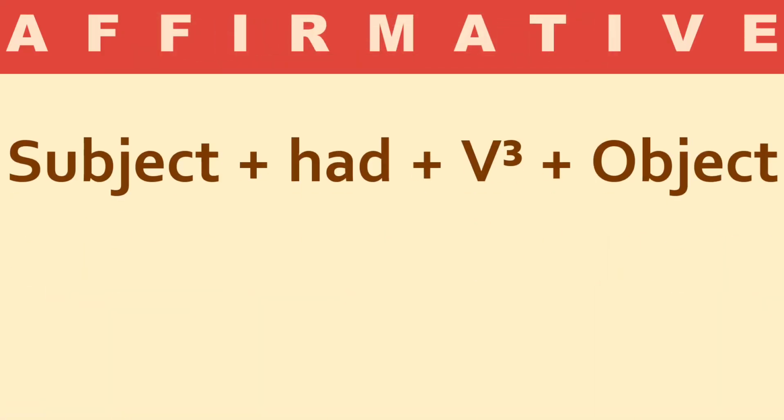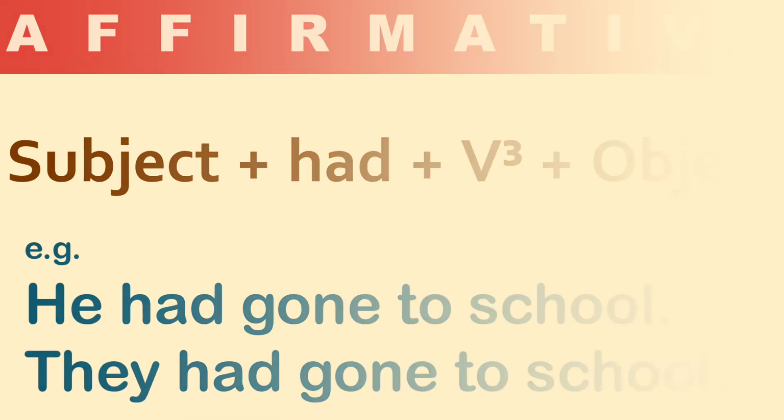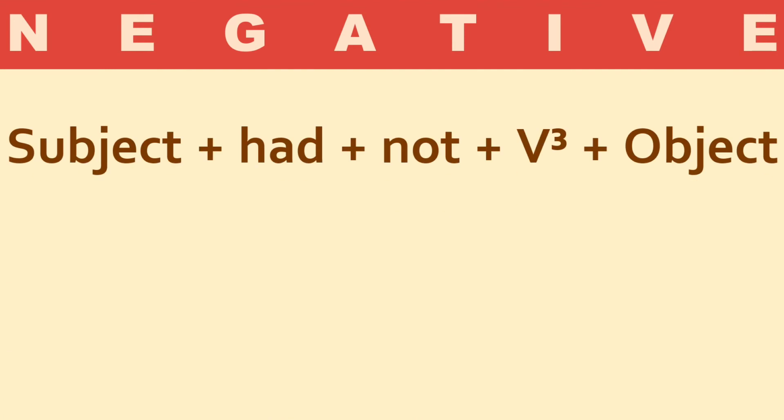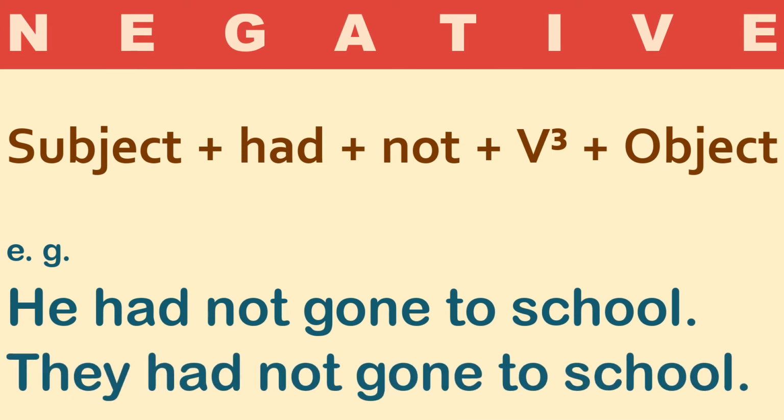Affirmative. The affirmative sentence: subject, had and third form of the verb. He had gone, they had gone. It is very, very easy. Now in negative, you will be adding not. For example, he had not gone, they had not gone to school.